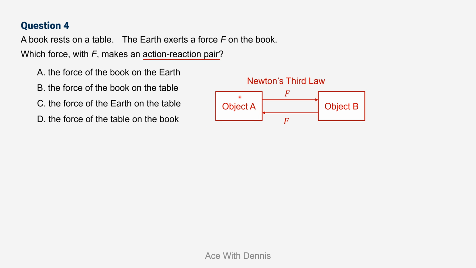So for this case, object A will be the earth and object B will be the book. Hence, the book will react back with the same amount of force in the opposite direction towards earth. Hence, the answer is A, the force of the book on the earth.